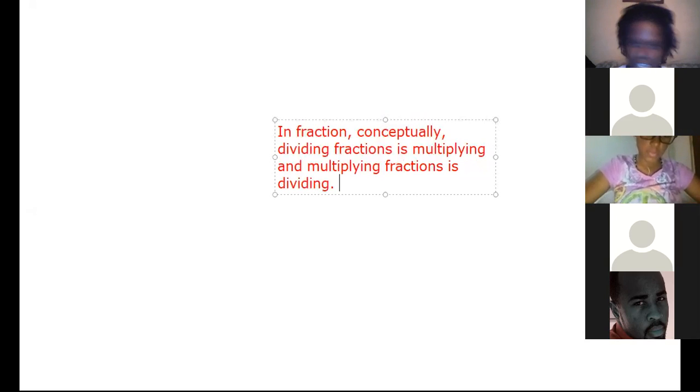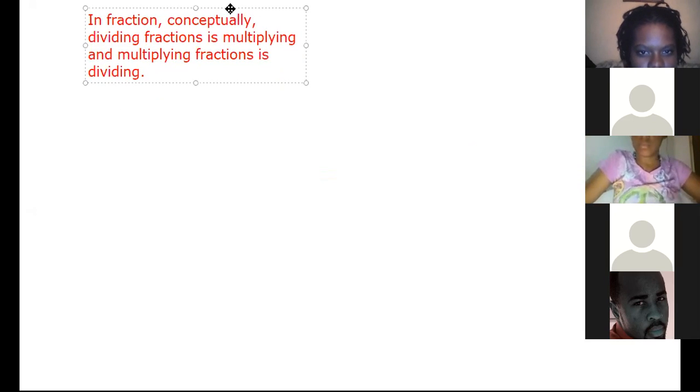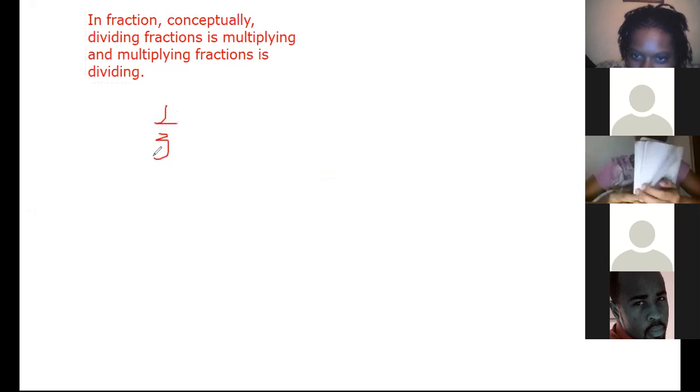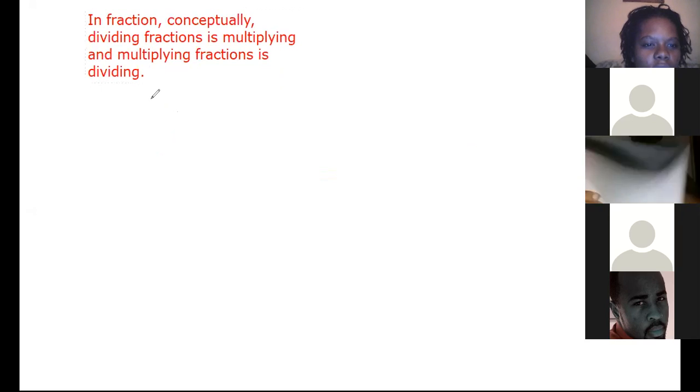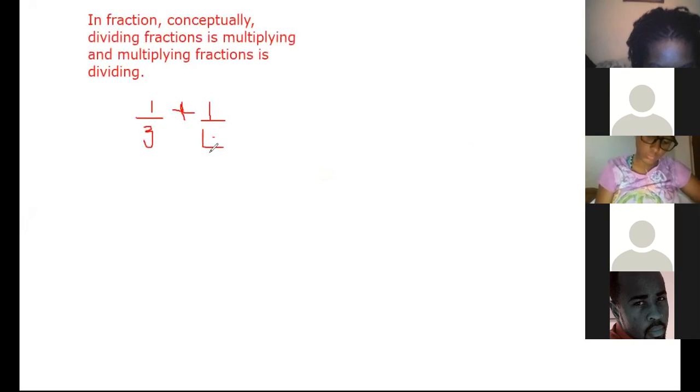All right, looks like we have some time. Can start addition. Let us try. We have 1 over 3 plus 1 over 4. We are trying to approach this conceptually. Pay attention.